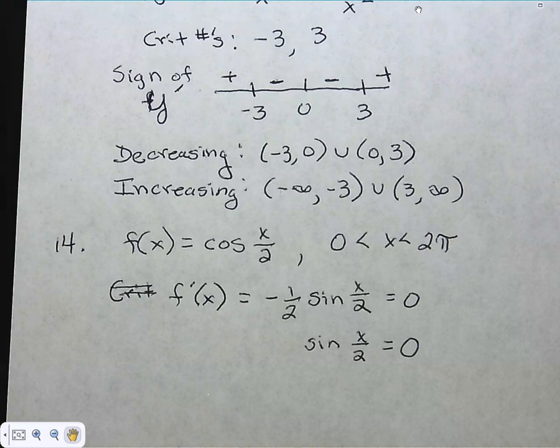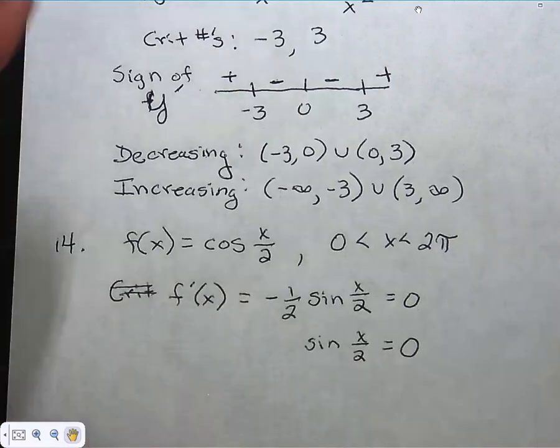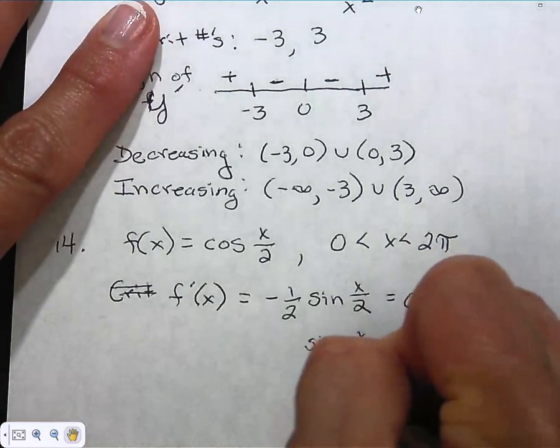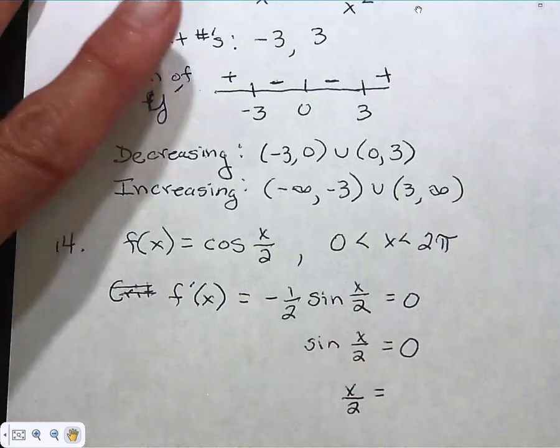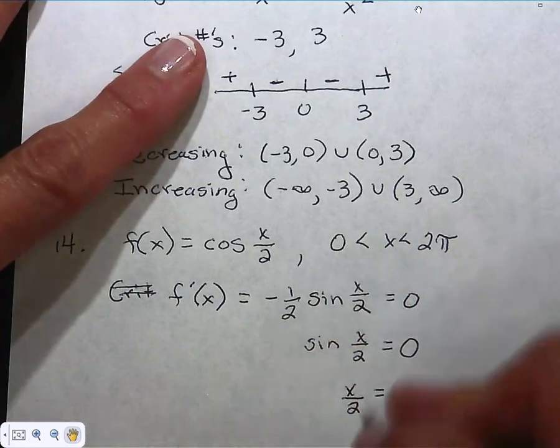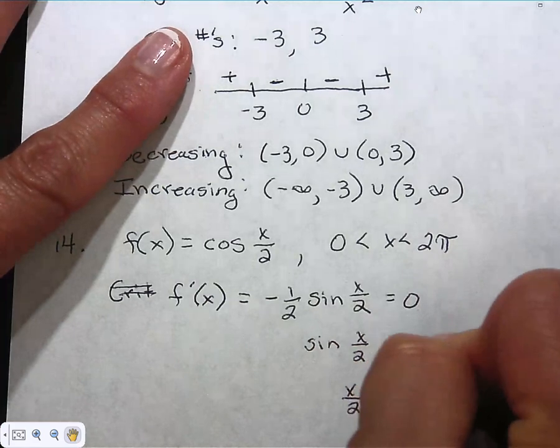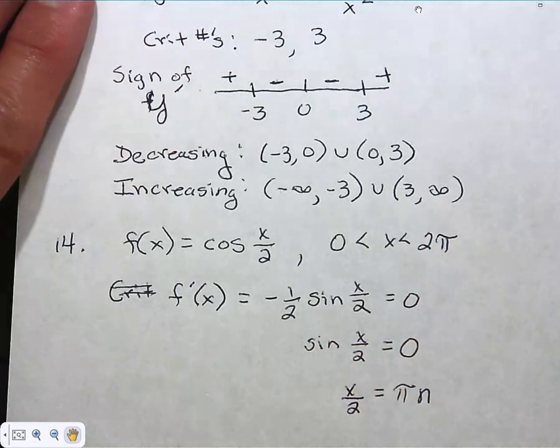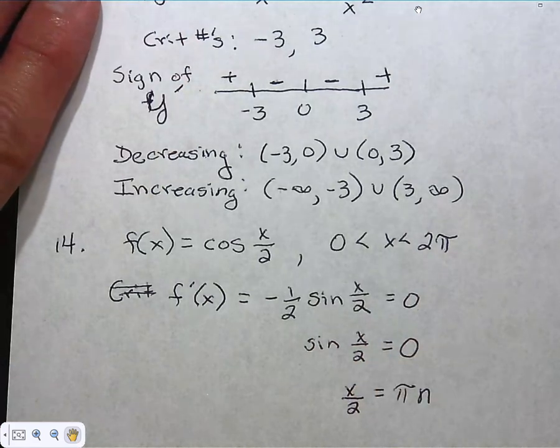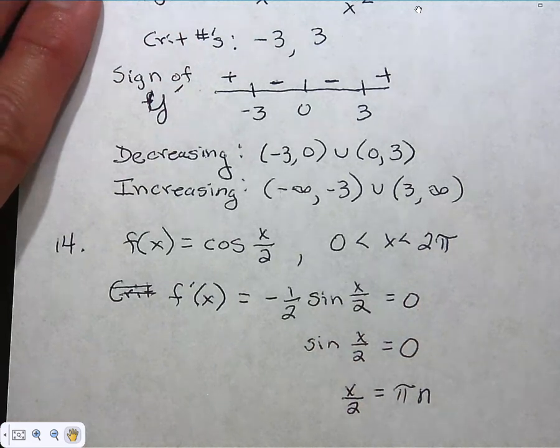Where is sine 0? 0, pi, 2 pi. At all the whole pi's. So that's not what x is. That's what x over 2 is. X over 2 is any whole pi. Remember how we write any whole pi? Pi times any integer. That integer stands for any integer, and so that's any whole pi.